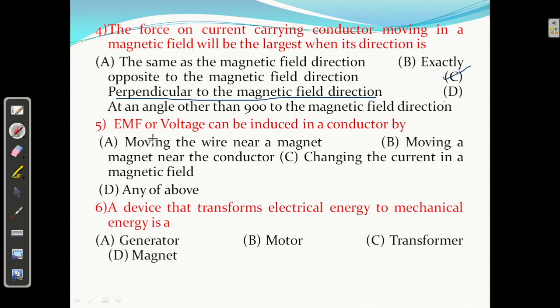Question number 5. EMF or voltage can be induced in a conductor by moving the wire near a magnet. This is correct answer. अगर वायर को मूव करोगे तो फ्लक्स कटेगा तो EMF इंड्यूस हो जाएगा. दैट इज करेक्ट आंसर. B, मूविंग ए मैग्नेट नियर द कंडक्टर.